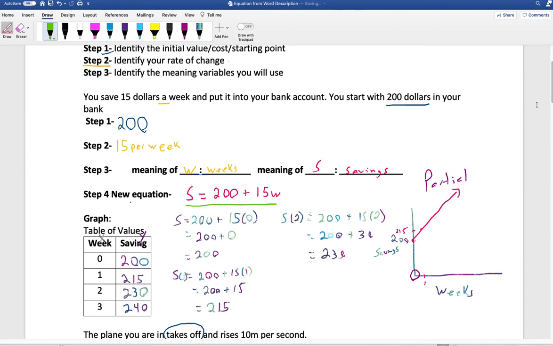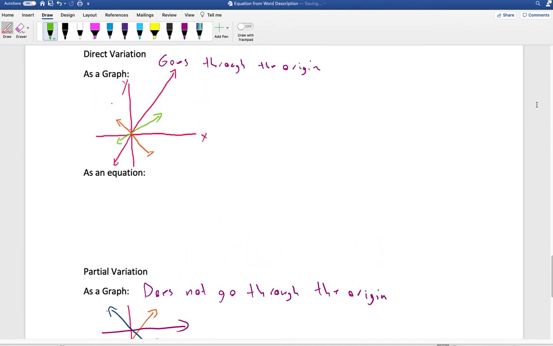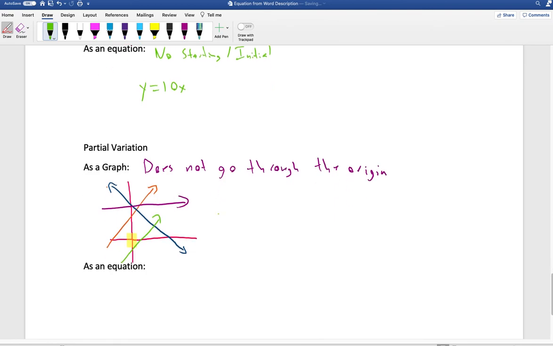Okay? Let's scroll down like this, and this would be in your notes of future self. A direct variation, the formula, has no starting or initial, right? Starting point. So the equation is going to look something like this. If I just use this, y equals 10x. Nothing after it.